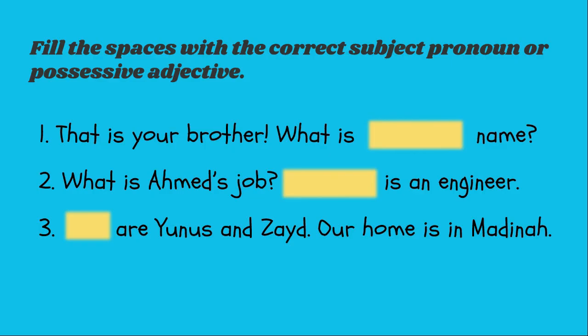We need to find out whether this is a subject pronoun and which one it is, and whether it is a possessive adjective and which possessive adjective it is. Number three, space at the beginning. Are Yunus and Zaid? Our home is in Medina. So we have to fill in the spaces here. Have a go, and please write your answers in the comments for question 1, 2, and 3.